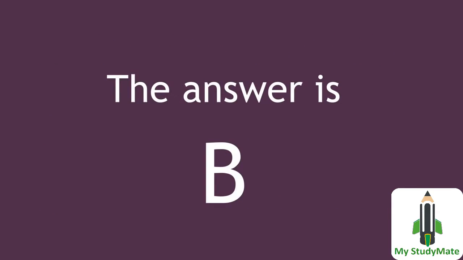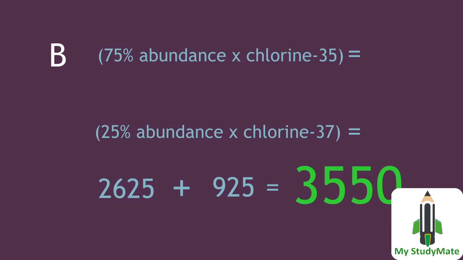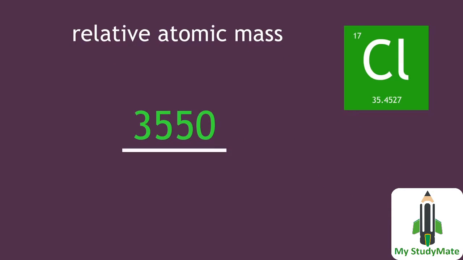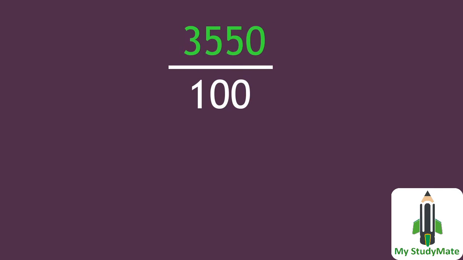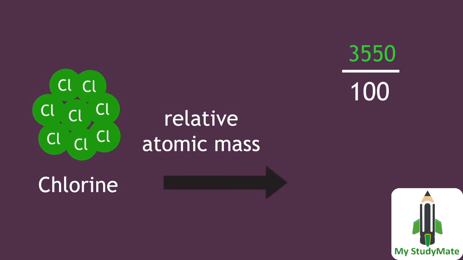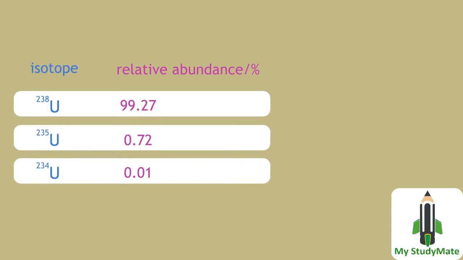The answer is B. You have to multiply the 75% abundance of the chlorine-35 isotope by its mass number 35. You then have to multiply the 25% abundance of the chlorine-37 isotope by its mass number 37. When added together, this gives a total of 3550. The final step in calculating the relative atomic mass is to divide your answer by 100. This is because the abundances are given as percentages. This means chlorine has a relative atomic mass of 35.5.